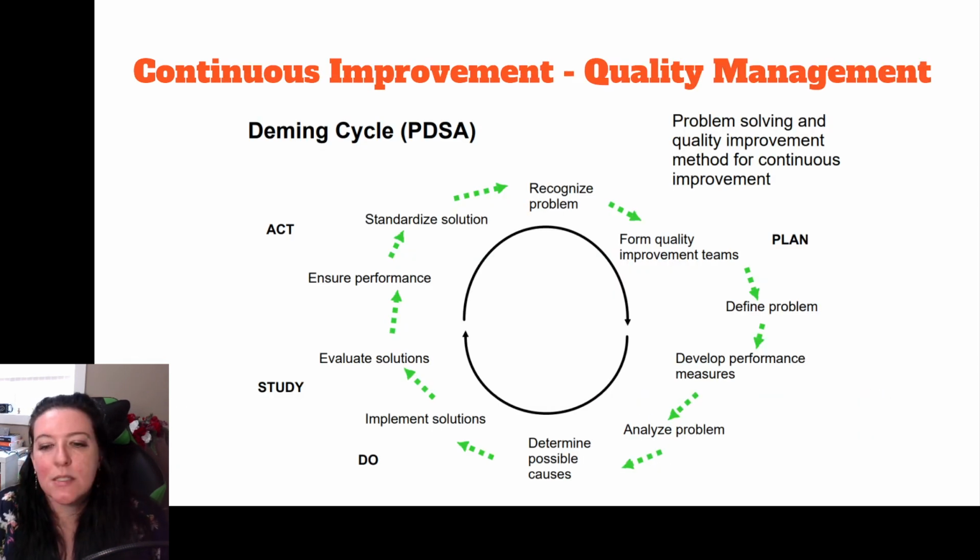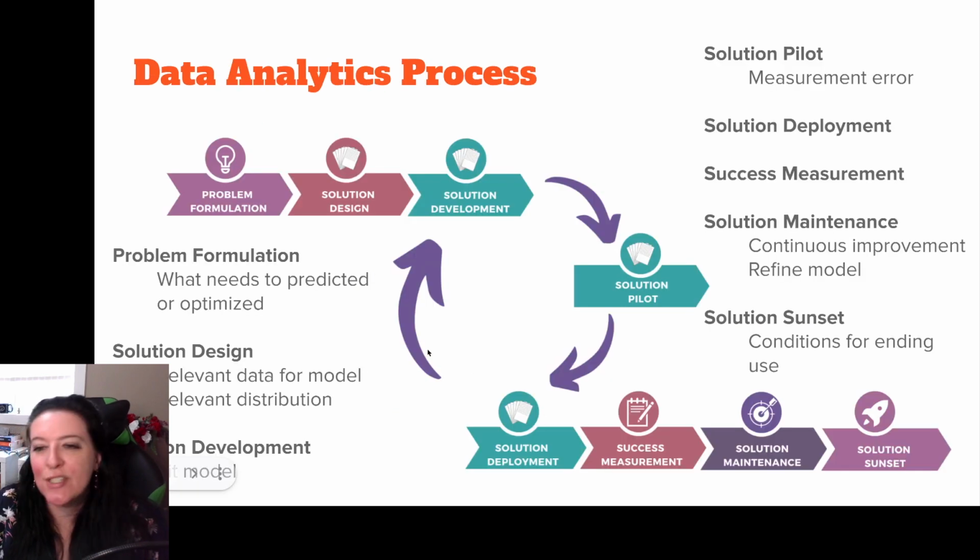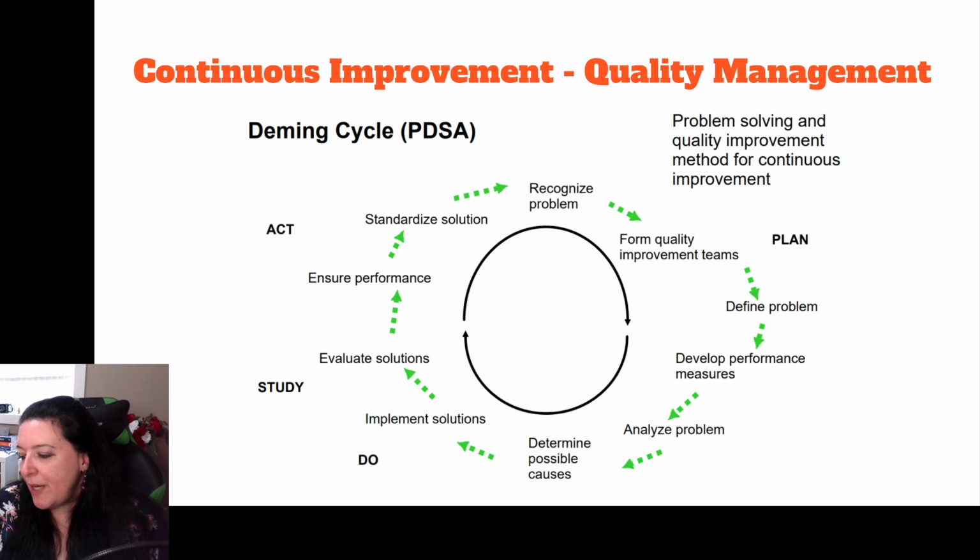So when we look at this, as we add in lots of processes, one final process that it ties to is the continuous improvement model that's used in quality management. This is the Deming cycle, or the PDSA model, plan, do, study, act. And so as we look at these models, and you look at here our solution development, pilot, deployment, measuring the success, maintaining it, it is a continual process. So what we do is we define the problem, we analyze the issue, we determine possible causes or solutions, we test out the solution. So this implement solutions you see in the Deming cycle is that pilot.